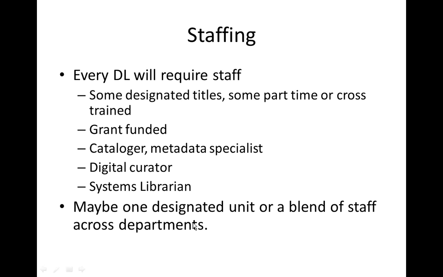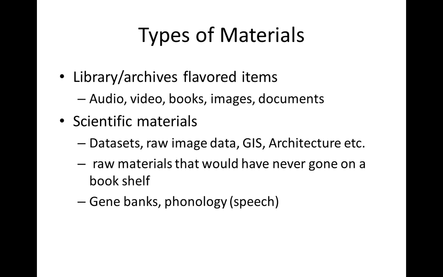Again, it could be one whole designated unit that runs a digital library. It could be a blend of staff across departments, and we'll talk more about that as the course goes on. Types of materials, we've already mentioned that a little bit: audio, video, books, images, and documents. Scientific materials, here we have data sets, which I just talked about briefly before, but raw image data.